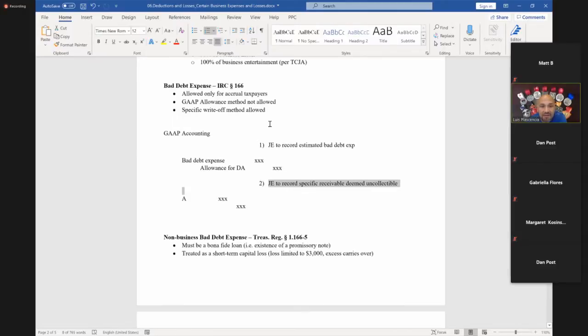Again, you cannot use it for the cash method of accounting. Why not? Because you're only counting what you receive in cash. A receivable is something you haven't received yet. Bad debt expense has to do with uncollectible receivables, as you all know. So an uncollectible cash receivable doesn't necessarily make sense. Again, it has to be accrual-based taxpayers. Cash-based taxpayers do not get this benefit.